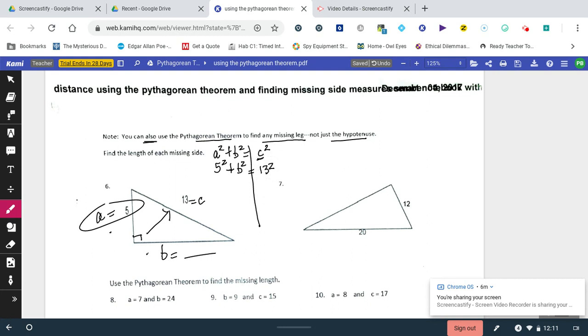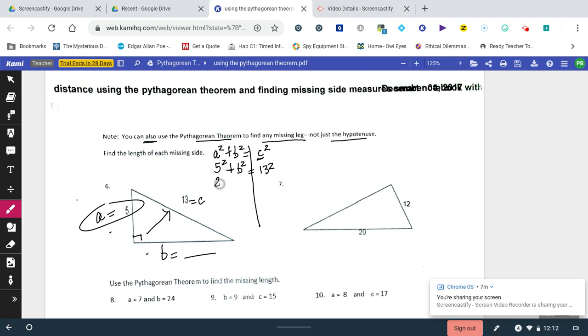Now, a common mistake that is made is that some students will put 13 right here because they think the numbers have to go on the same side. No, the numbers don't have to go on the same side. Only legs go on the same side together. 13 is not a leg. 13 is a hypotenuse. The hypotenuse is always on this side by itself. So do not put 13 over here. It doesn't belong there. Only legs go on this side. Okay?